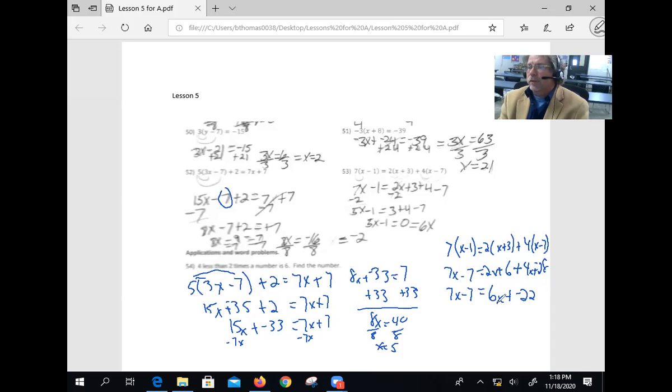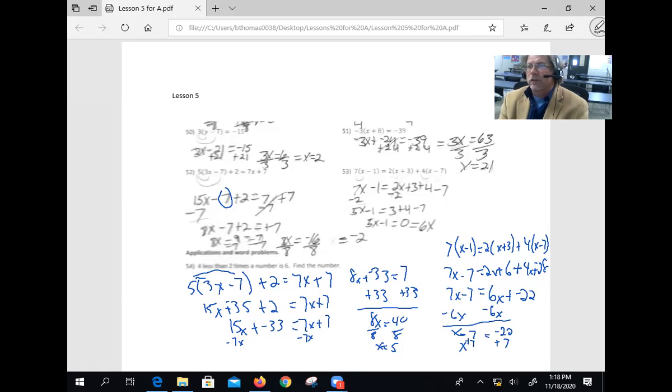So then I have to solve for x by getting x on the same side. So again, the 6x and 7x, the 6x is smaller, so I subtract a 6x on both sides. So I have x minus 7 equals negative 22. And then since I see subtraction, I got to use addition. So I add a 7 to both sides.